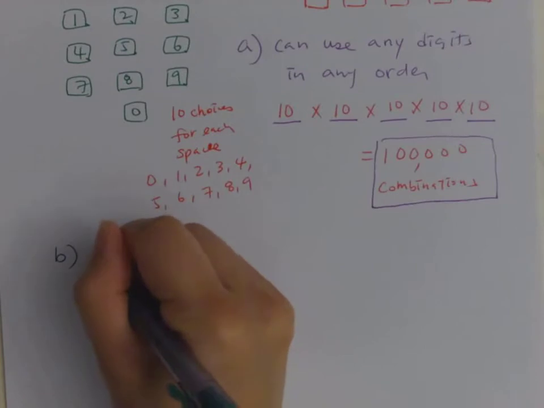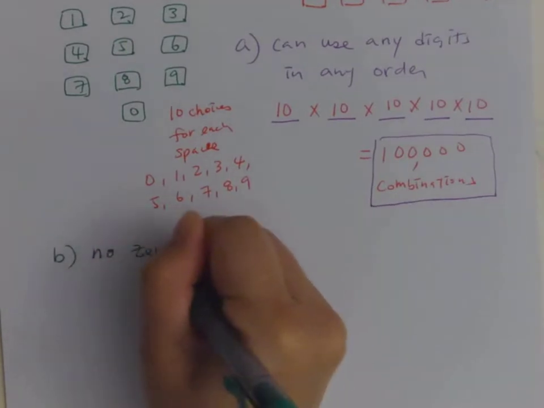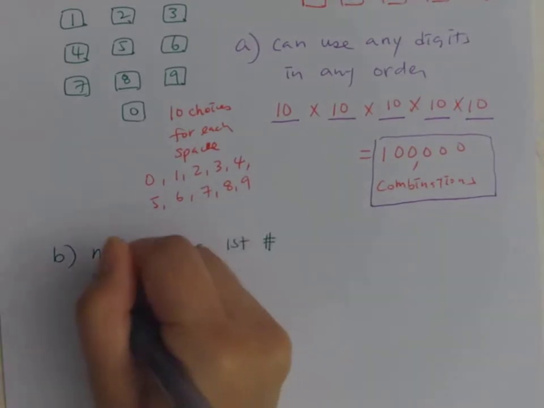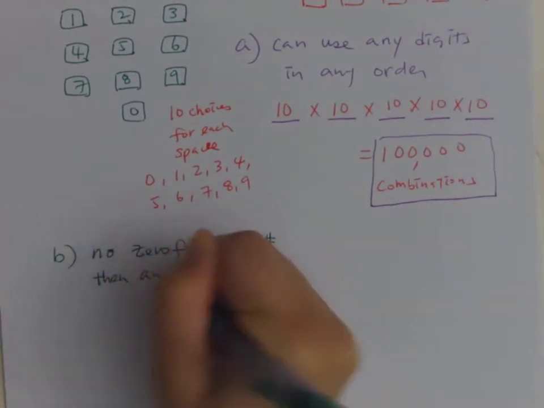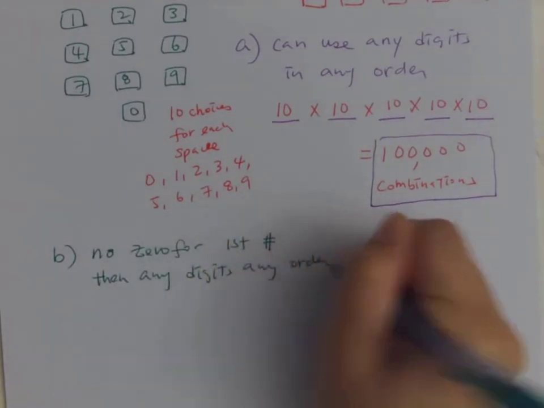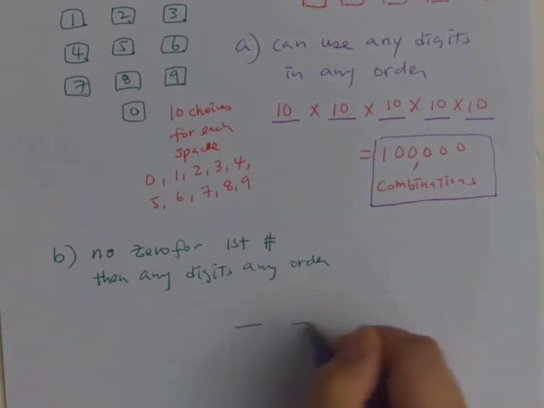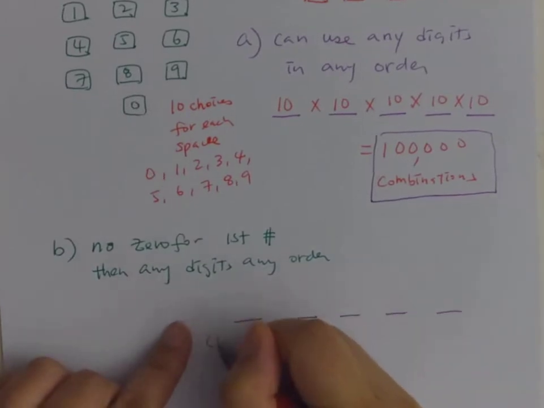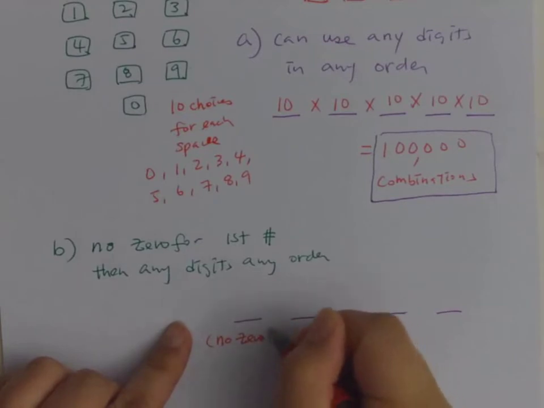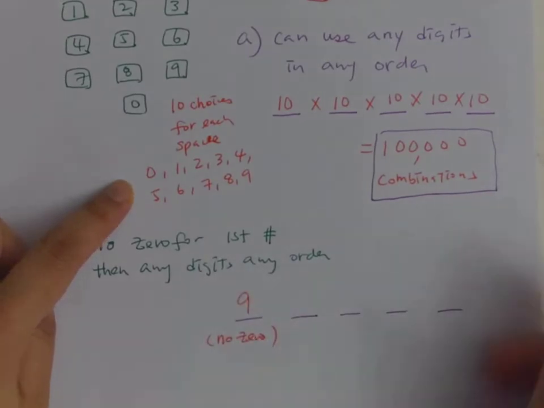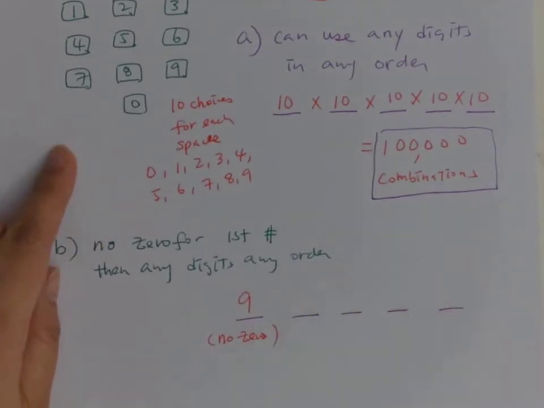B says no 0 for the first number, then any digits, any order, right? Okay, so let's see. 1, 2, 3, 4, 5. So the only restriction we have is the first one, I cannot have any 0, right? If that's the case, instead of 10 choices, now we have 9 choices. But then all the rest of them, it can be any digits, any number, right?